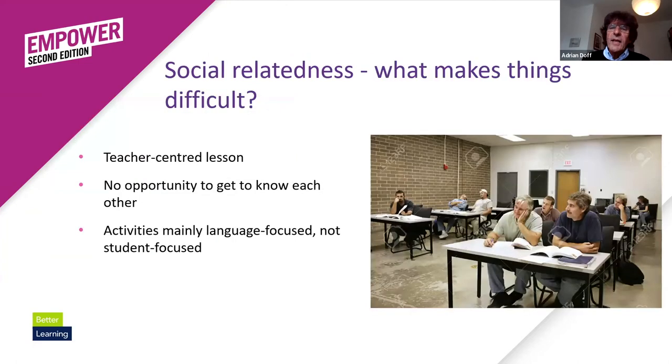fostered. And I think generally, this is what might make social relatedness difficult. My class wasn't quite as bad as this one probably, but a teacher-centered lesson where there is no opportunity to get to know other students, where activities are mainly language focused and not student focused. So the activities don't help students to get to know each other.